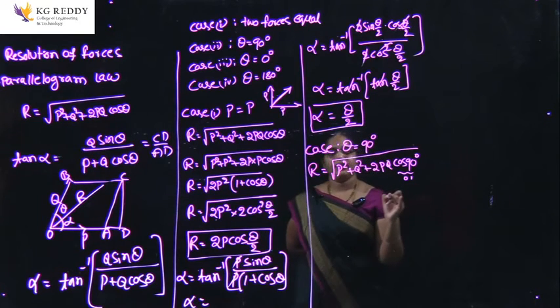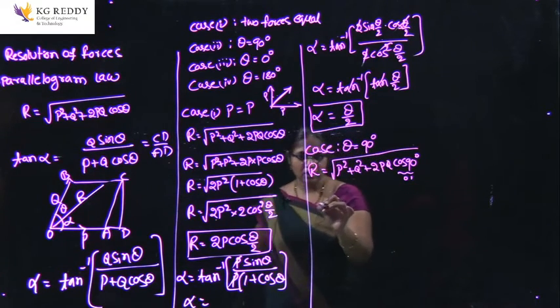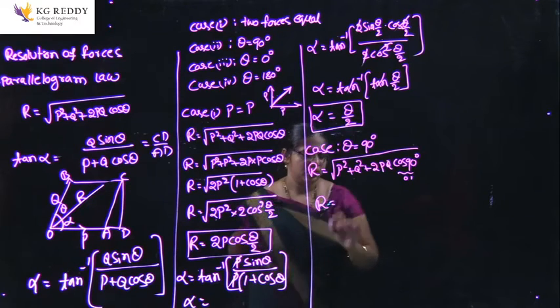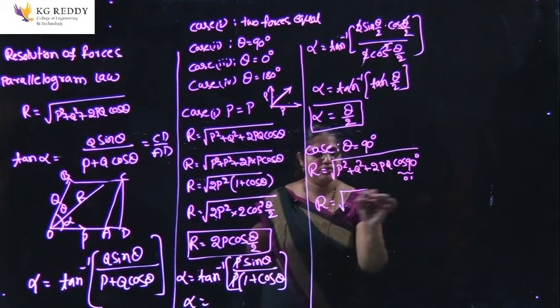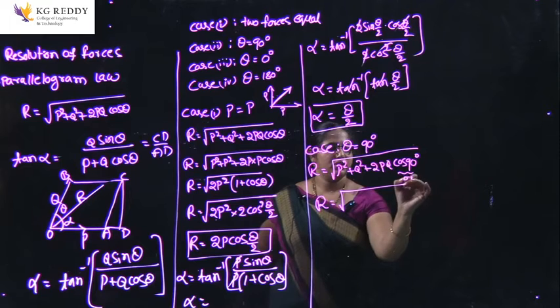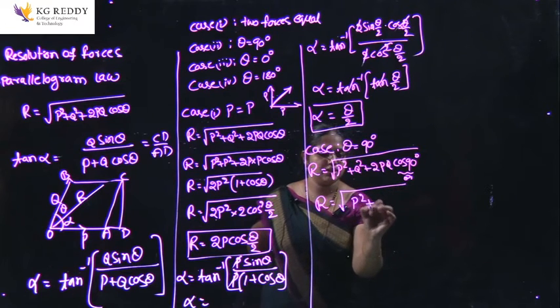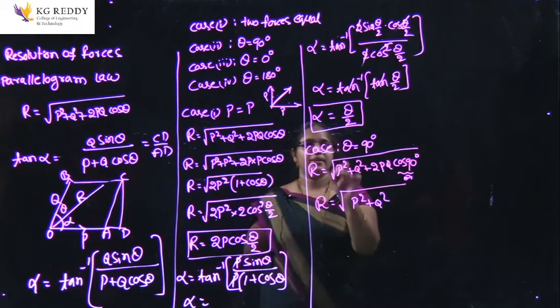So, how will we write here? R equals under root of, here cos 90 is 0. Therefore, P square plus Q square. So, this is the resultant.